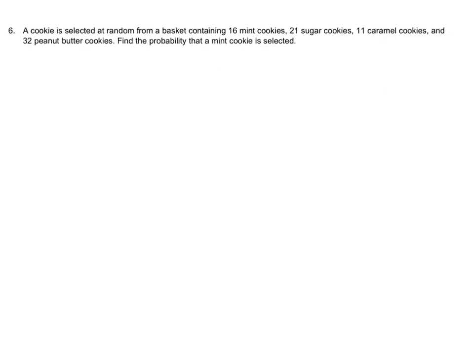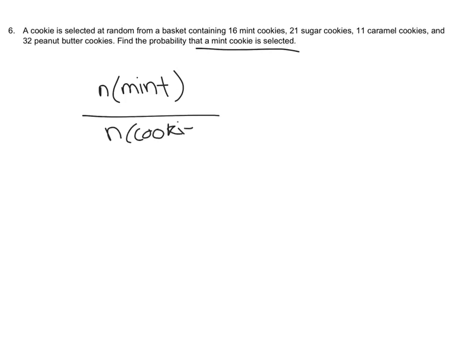A cookie is selected at random from a basket containing 16 mint cookies, 21 sugar cookies, 11 caramel cookies, and 32 peanut butter cookies. Find the probability that a mint cookie is selected. We'll use the probability formula, and the event in this case is that a mint cookie is selected. So we're going to find the number of mint cookies and divide that by the total number of cookies. And this will be our probability.